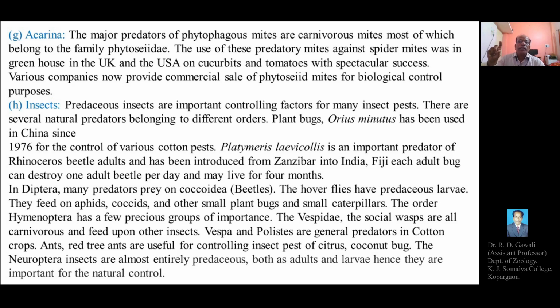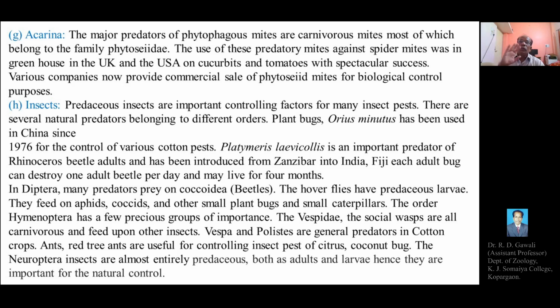So, this bug, Platymeris levicollis, is an important predator, a bug which is predating upon the rhinoceros beetle adult. Adults of rhinoceros beetles are predated or fed upon by the Platymeris levicollis type of bug. This adult bug can eat or consume one adult rhinoceros beetle per day, and it can survive or live for about 4 months.